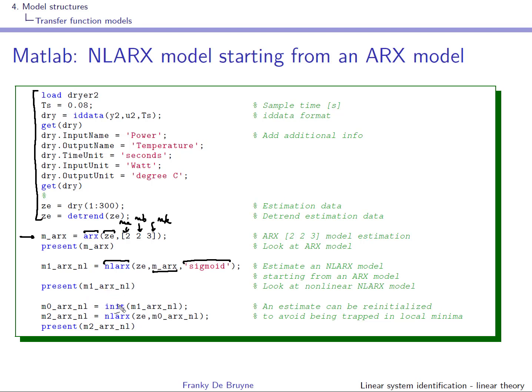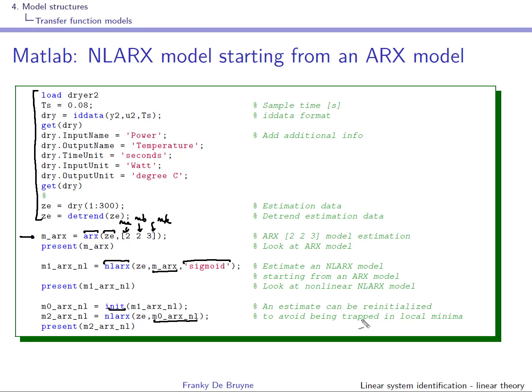So what you can do is maybe reinitialize the initial estimate, and you can do this using the command init, and then run the NLARX command from these new initial values of the parameters and see if you have much difference. You can do this several times to see if it changes a lot and to avoid being trapped in a local minimum.